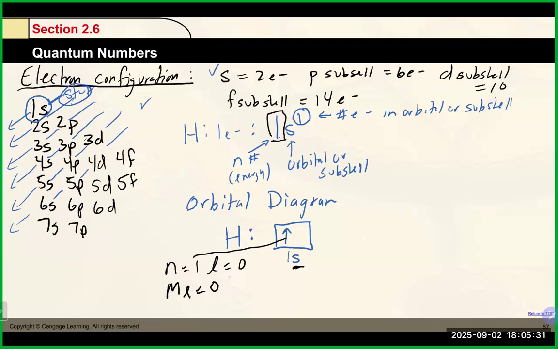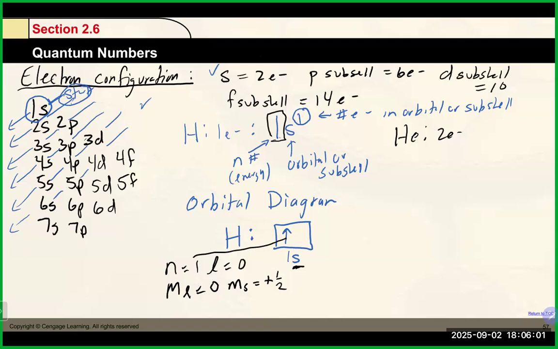Now, my m sub s in this case would be plus 1/2 as it is spinning upwards. And that is typically the way that we put the first electron into the orbital, with the upward, positive spin. And that would be basically the 4 quantum numbers for that particular electron. Any questions on that there? All right, then let's go to helium, which I jumped the gun on last time, but it has 2 electrons here because it's atomic number 2.